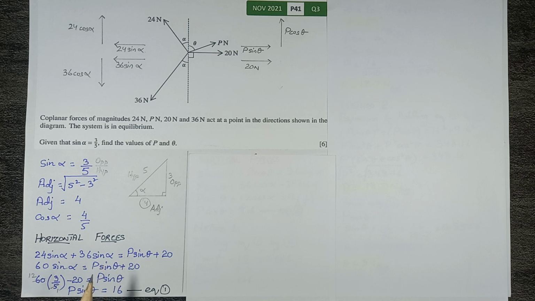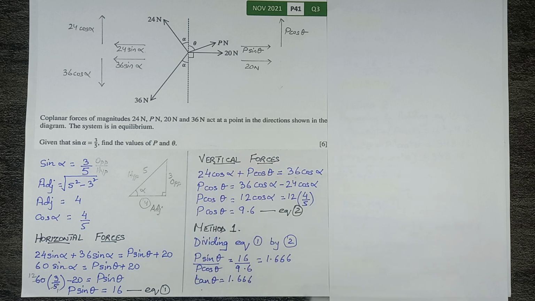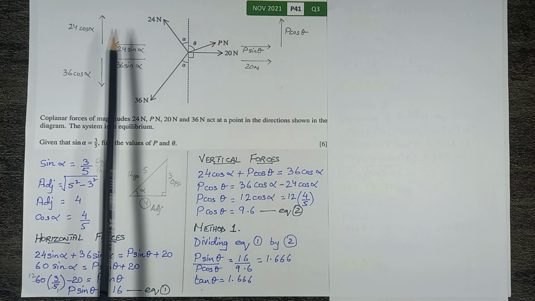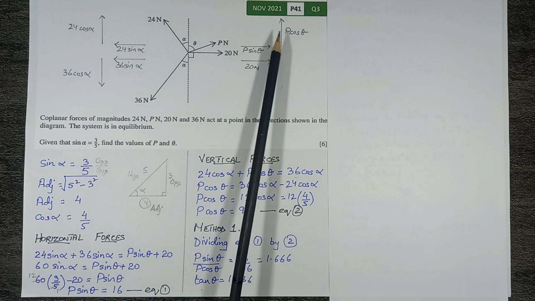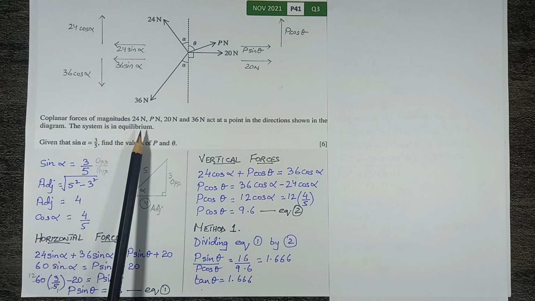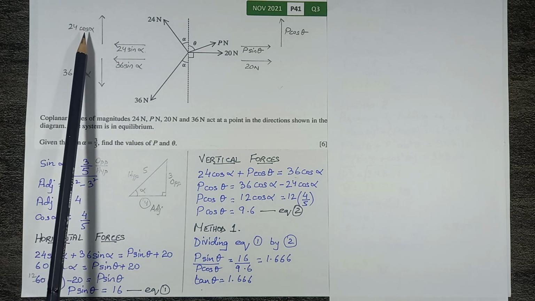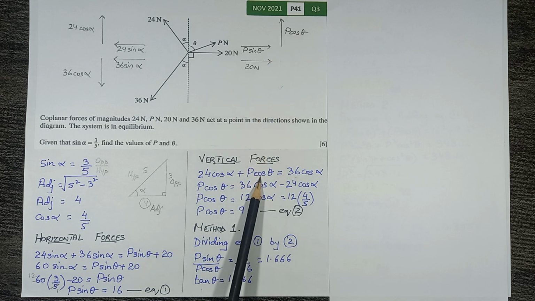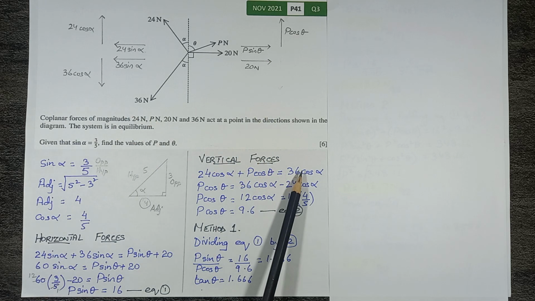We will create another equation from the vertical forces, and we have the components in the diagram. The vertical forces, as we can see over here, are p cos theta and 24 cos alpha pointing upward and 36 cos alpha pointing downward. The condition is equilibrium. That means 24 cos alpha and p cos theta would be equal to 36 cos alpha.